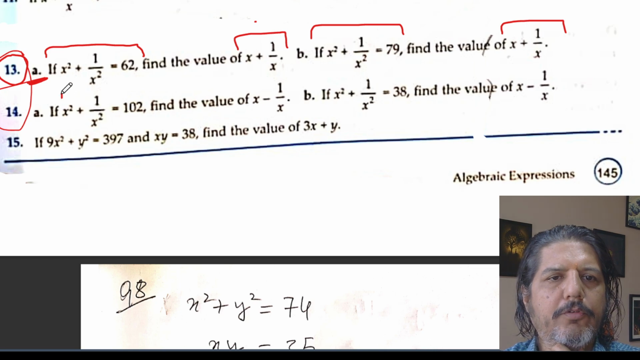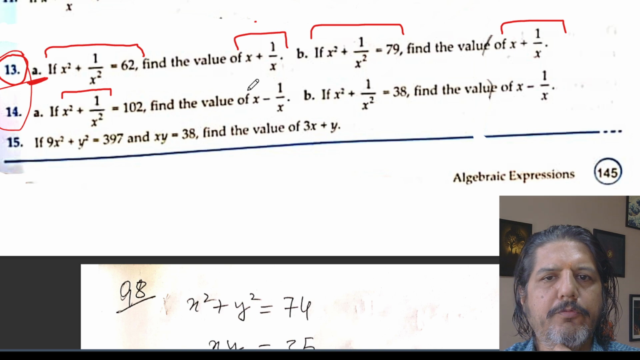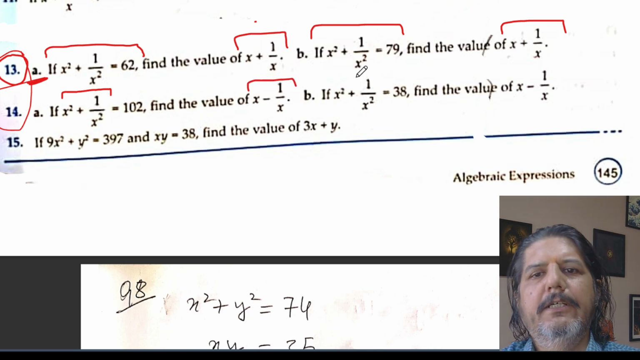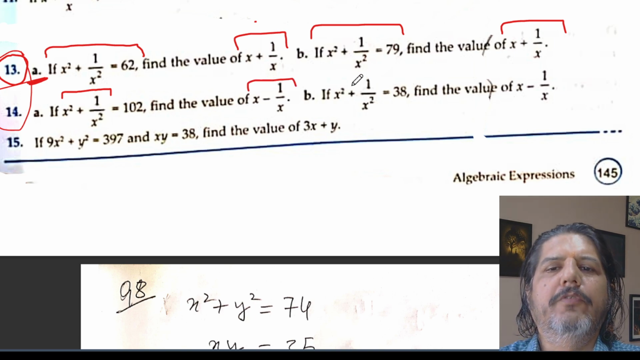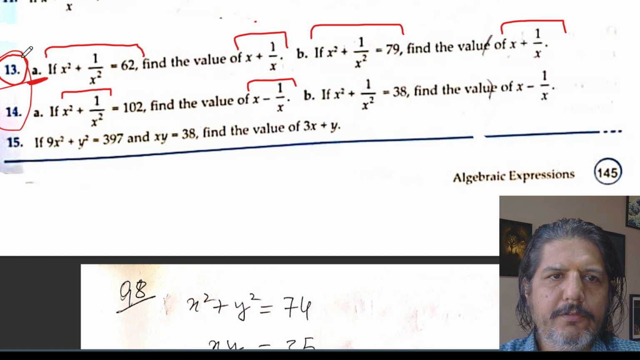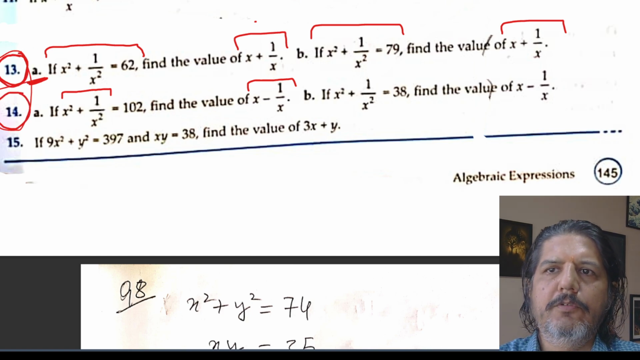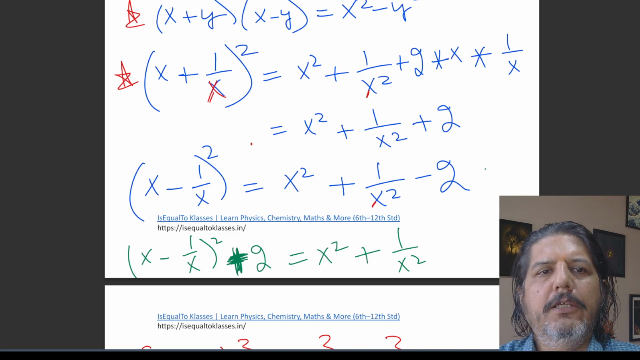here the value of x square plus 1 upon x square is given and we have to find the value of x minus 1 upon x. And again x square plus 1 upon x square is given and find the value of x minus 1 upon x. Now in both these questions, question number 13 and question number 14, we understand that the expansion which will be used would be this.